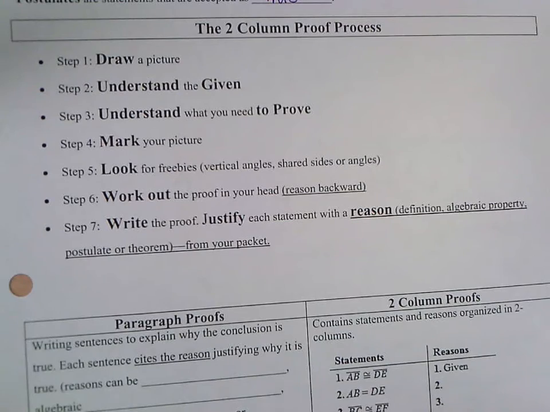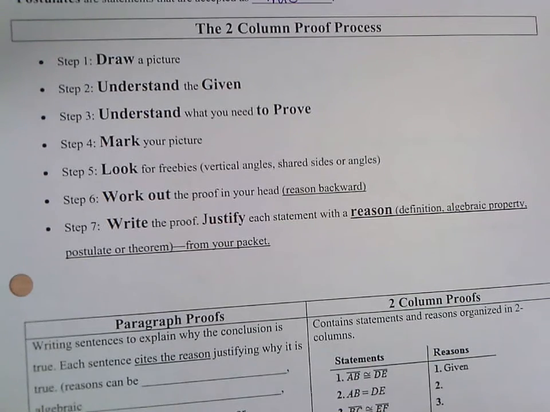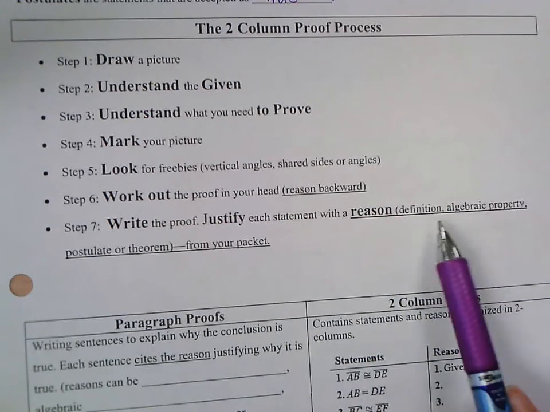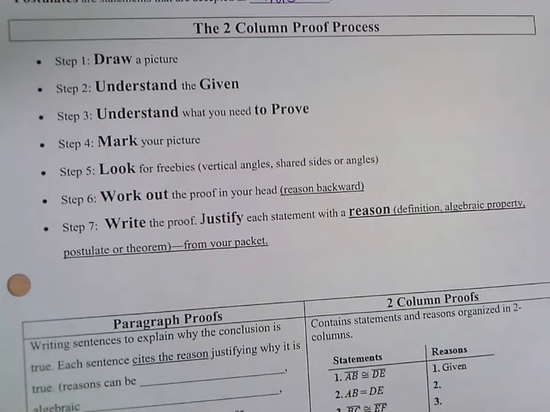You'll have statements in one column, reasons in the other column. So you're justifying each statement with a reason, and your reasons are from that properties packet. So it's either a definition, it's an algebraic property, or it's a theorem or a postulate. Just like we were justifying those steps for the algebraic proofs.